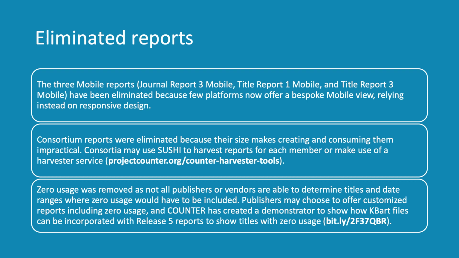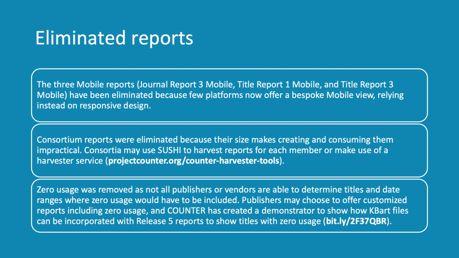Some of the Release 4 reports were eliminated in Release 5. The three mobile reports, Journal Report 3 Mobile, Title Report 1 Mobile, and Title Report 3 Mobile, have been eliminated because few platforms now offer a bespoke mobile view, relying instead on responsive design. Release 5 also eliminates consortium reports, because their size makes creating and consuming consortium reports impractical.